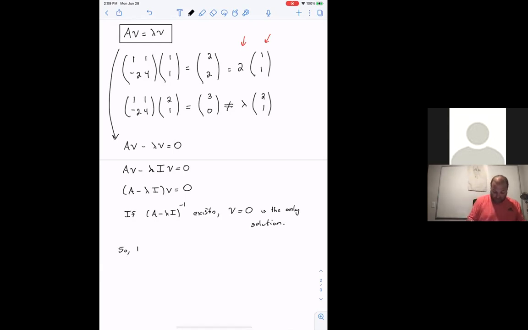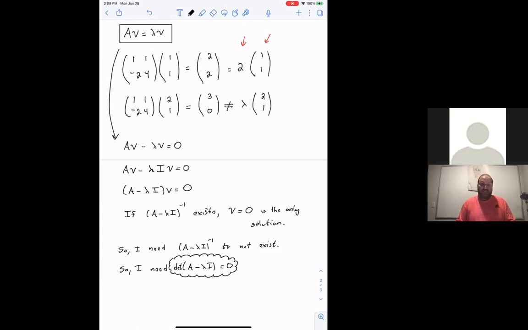So I need A minus lambda I inverse to not exist. Now, do I have a condition on a matrix for when its inverse exists or not? The answer is yes. The determinant of a matrix will tell me whether or not its inverse exists. In fact, if the determinant is 0, the inverse does not exist. So I need the determinant of A minus lambda I to be equal to 0. This is the condition that I will use in order to find the eigenvalues.